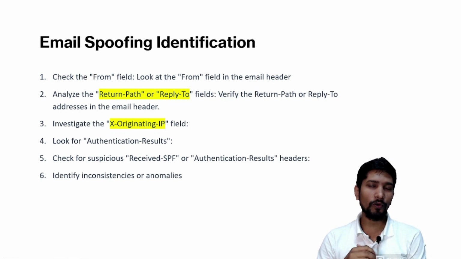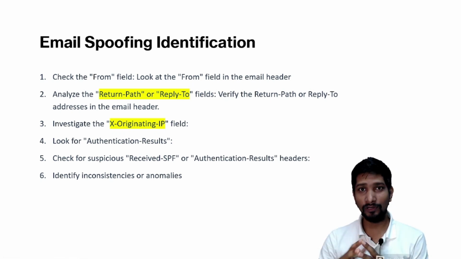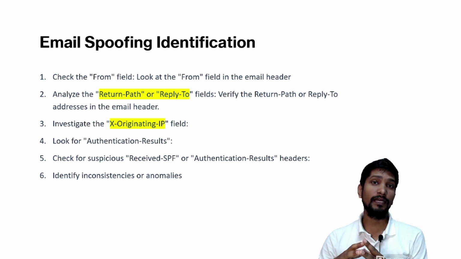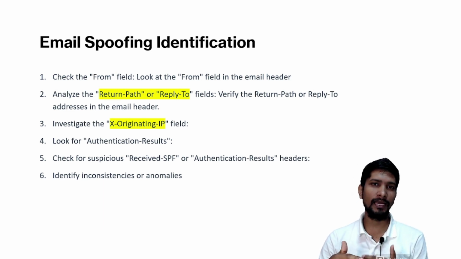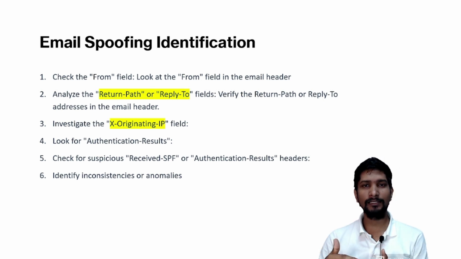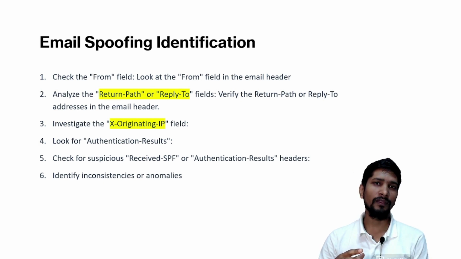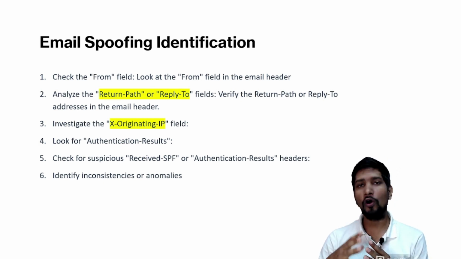Alright guys, in the previous sections we have already learned about the different types of tools for email header analysis, what exactly the email header is, and what SPF, DMARC and DKIM are. Now in this section there are two things we are going to learn. The first one is how you are going to identify whether an email address is spoofed or not.